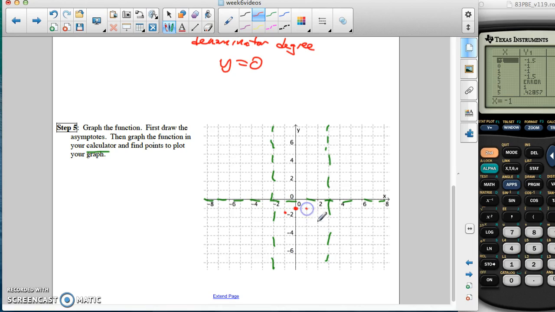and (2, -1.5). So we have that kind of graph. And then at 4 we're at 1, and at 5 we're at 0.42. So at 5 we're at a little less than a half.